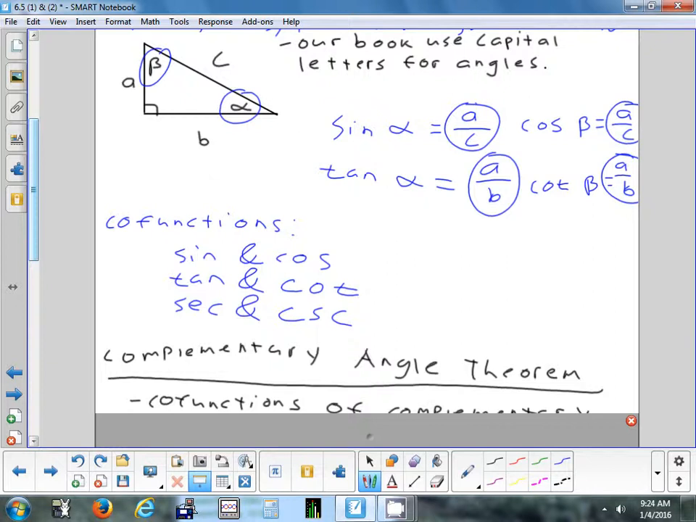You just take a trig function and put the word co in front of it. It just happens that tangent and cotangent pair up the same. They are reciprocals and they're cofunctions. But the other ones pair up a little differently. Sine, cosine, tangent, cotangent, and I didn't do the last one.